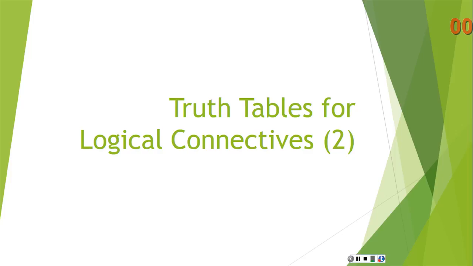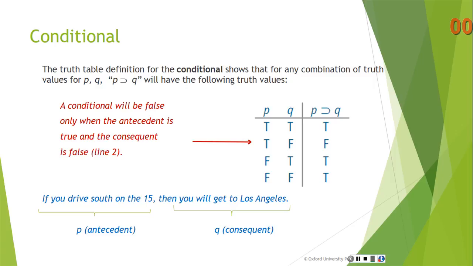Those are all of our connectives: negation, conjunction, disjunction, conditional, and biconditional. So the truth table definition for the conditional shows that for any combination of truth values for P, Q, P horseshoe Q will have the following truth values. Whenever P is true and Q is true, P horseshoe Q comes out true, the whole thing. Whenever P is true and Q is false, P horseshoe Q comes out false. Whenever P is false and Q is true, P horseshoe Q comes out true. Whenever P is false and Q is false, P horseshoe Q comes out true.